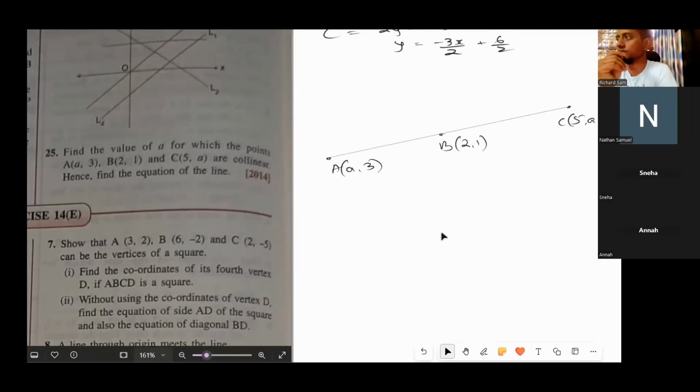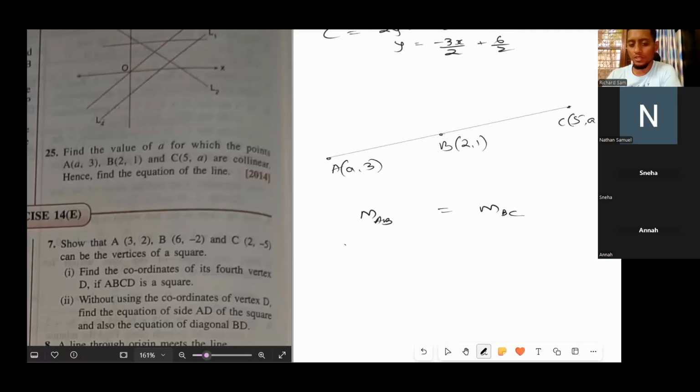Nothing? Anyone? Okay, look at AB separately, look at BC separately. And according to our chapter, what is useful is that these two lines are parallel to each other, which means they'll have the same slope. So slope of AB is equal to slope of BC. See, we can get an equation.